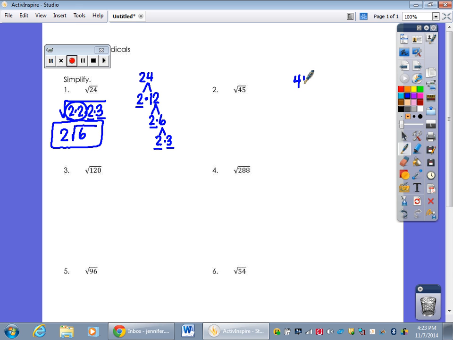For 45, you're doing 5 times 9. 5 is the lowest prime, or one of the primes that goes into it. And 9 is 3 times 3, both primes. So this would be the square root of 3 times 3 times 5. Here's a couple. The couple comes out. The 5 stays inside. So 3 radical 5 would be the answer.